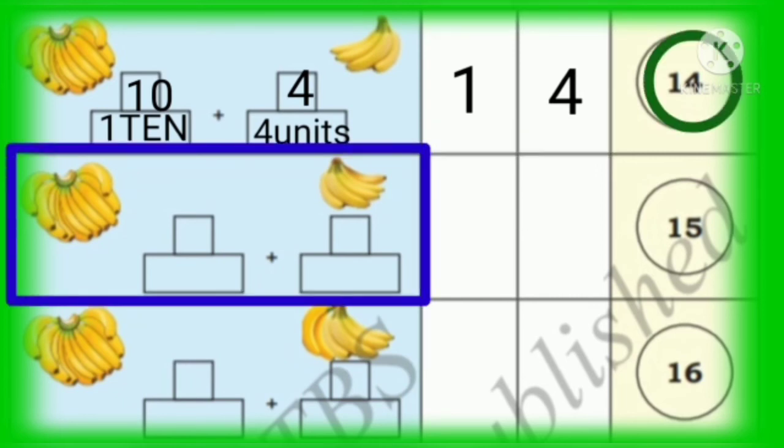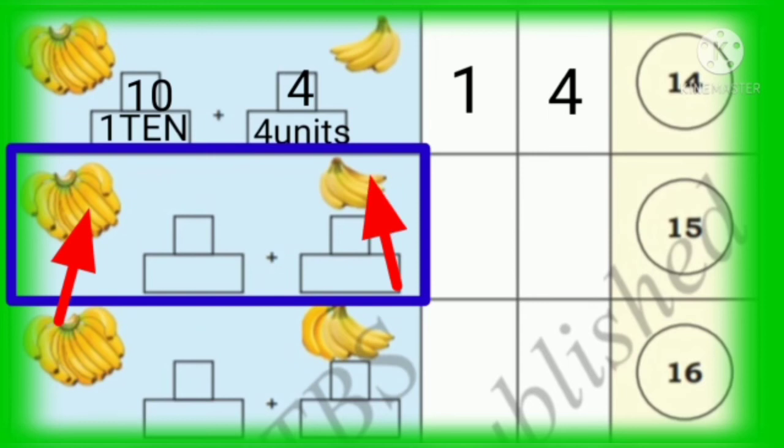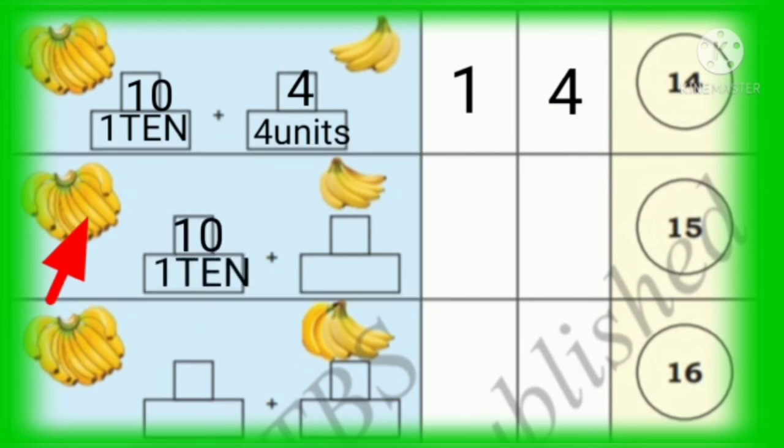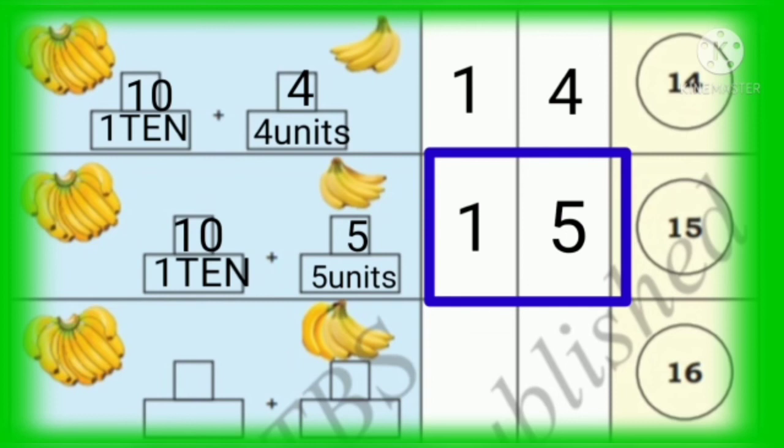Next they purchased 1 bunch and 5 single bananas. 1 bunch means 10. So we will write 1 in tens place. Next there are 5 single bananas. So we will write 5 in units place. 1 and 5 can be written as 15.